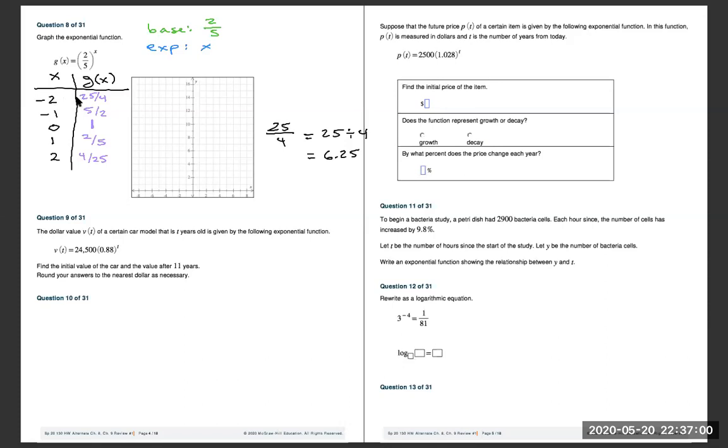Okay, so the first point that we have on our graph will be (-2, 6.25). Next one, (-1, 5/2), that's going to be 2.5. You have the nice (0, 1). You have (1, 2/5). That's going to be 0.4. And then (2, 4/25), that's going to be 0.16. So the last point is 0.16.